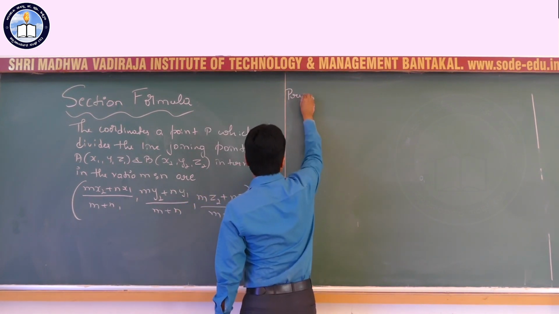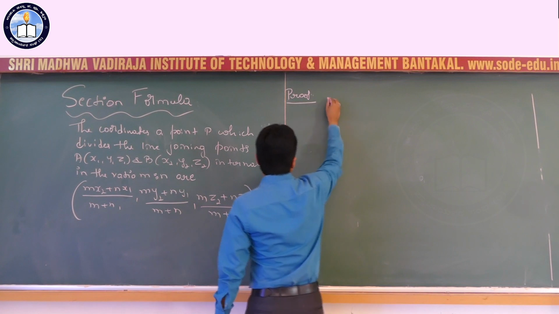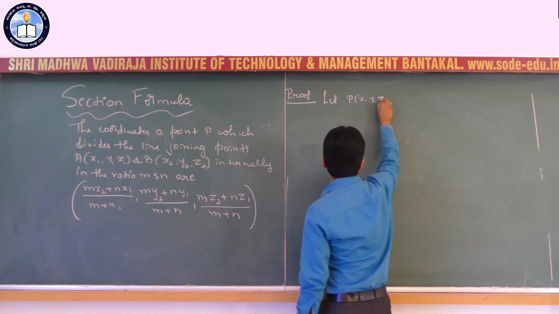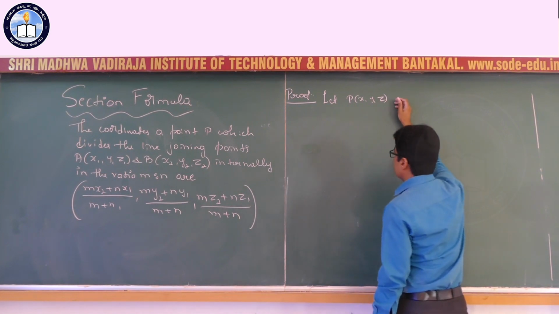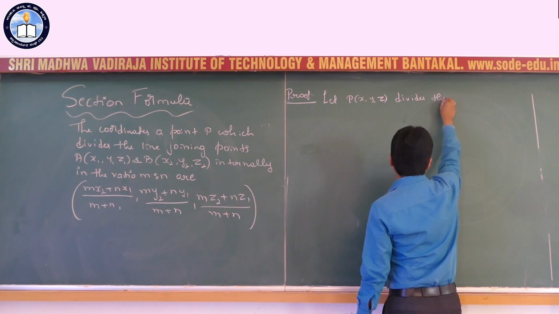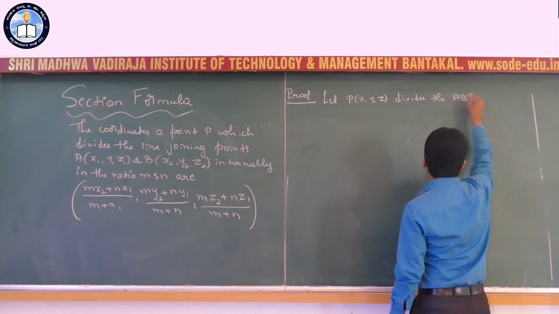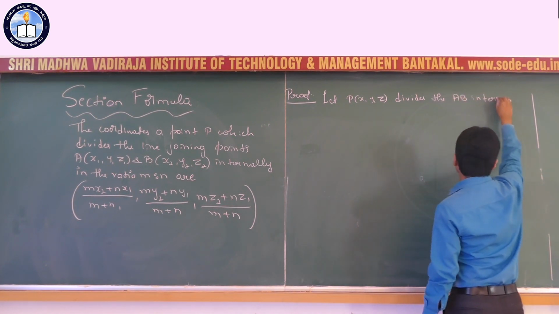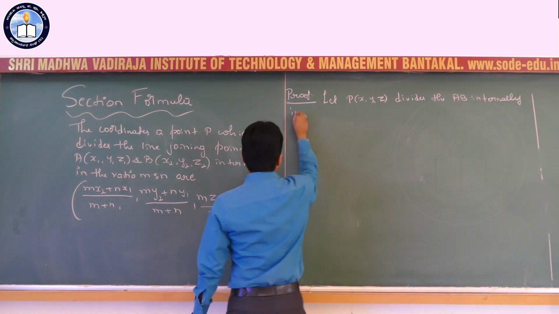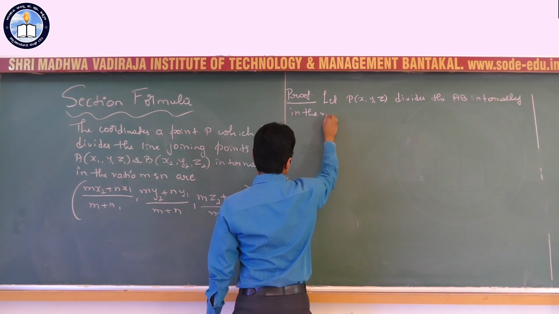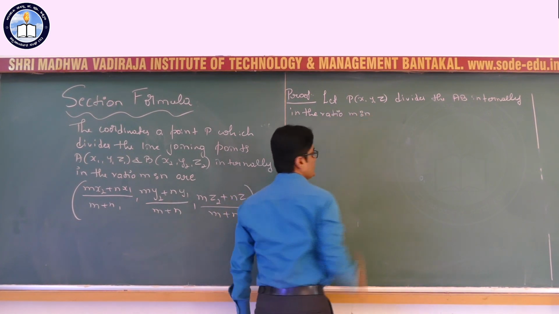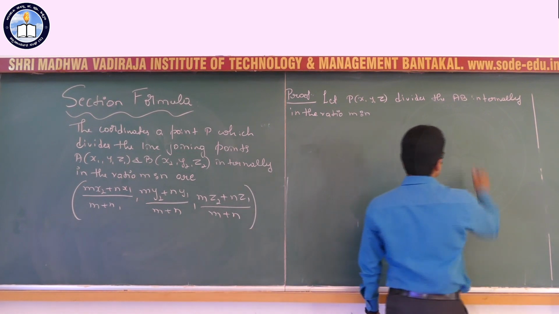Proof. Let P of x comma y comma z divide the line joining A and B internally in the ratio m:n. Now I have to draw this in the diagram.